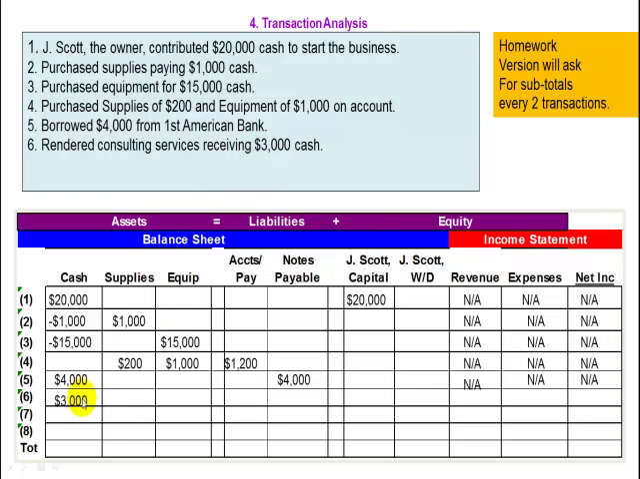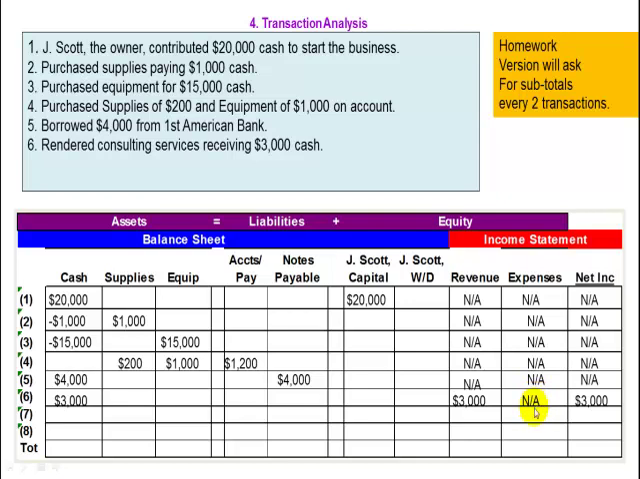So cash goes up 3,000, and over here under the equity account called revenue, we're going to have a plus 3,000 also. Now that transaction did not create any expenses, and right now, at this point in time, we have $3,000 worth of revenue, no expenses, so therefore we have $3,000 worth of income right now.